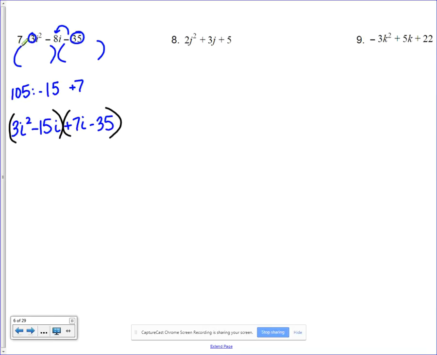What can you take out of the first group? 3 and an i. So the 3i goes out front. What's left? Good. I'm going to start this with a plus because that starts with a plus. What can I take out of these? A 7. What's left if you take out the 7? Perfect, right?